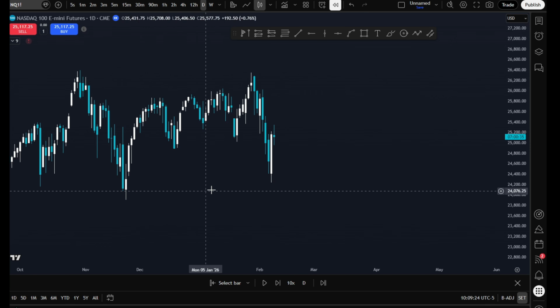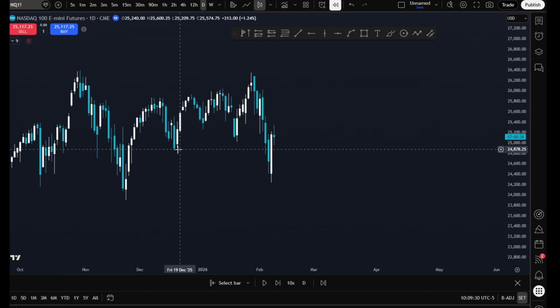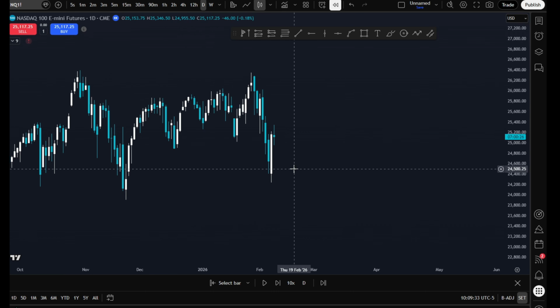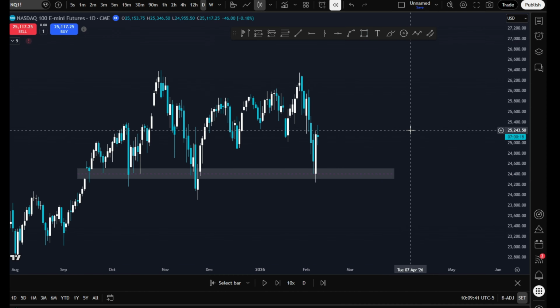There is no more SMT with ES. Once this liquidity was swept by NQ, before it was slow, but once it's swept, there is no more SMT with ES. There's no more divergence. So something to look out for is, do we bounce from this level? Okay, so this gap, we bounce from here, from the daily level.